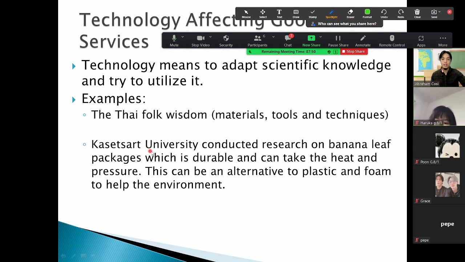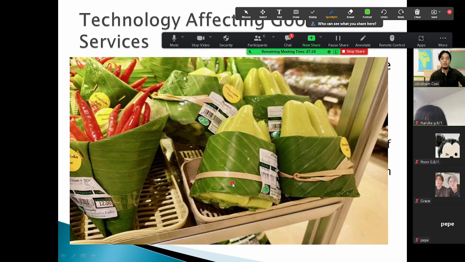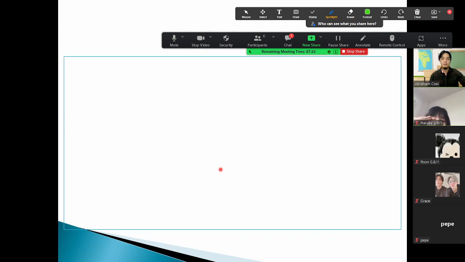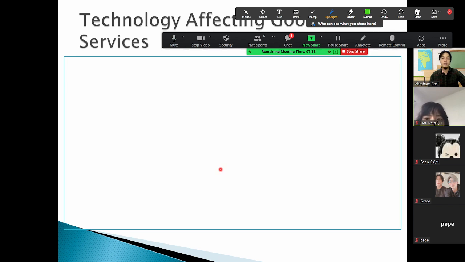Kasetsart University conducted research on banana leaf packages, which are durable and can take the heat and pressure. This is an alternative to plastic and foam, to help the environment. These are examples of banana leaf packaging as an alternative to plastic.